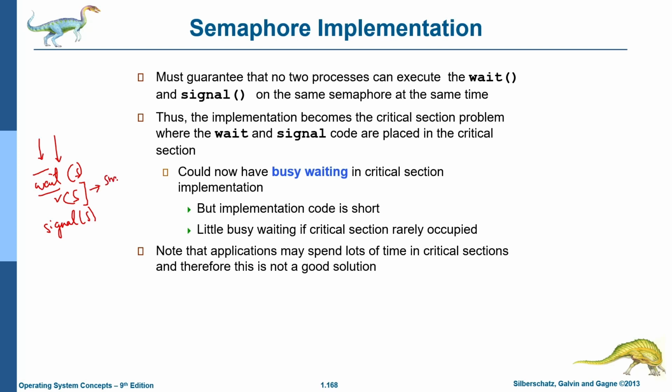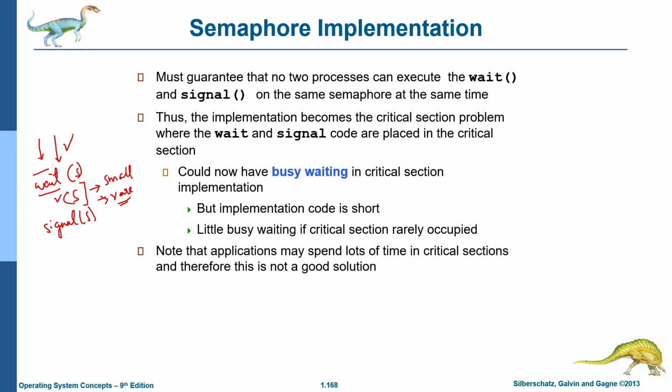So first of all, it is okay if it is small. It is also okay if it is rare. Very rarely would a process want to run in the critical section. So then it is very likely that whenever someone comes and runs the wait, it is actually able to get the semaphore because it is rarely occupied, right?